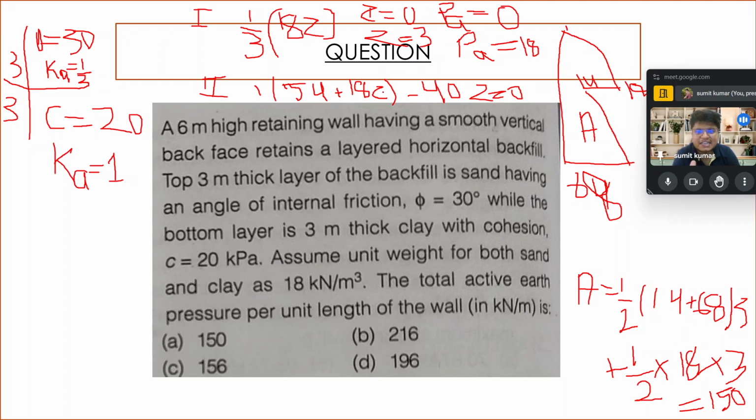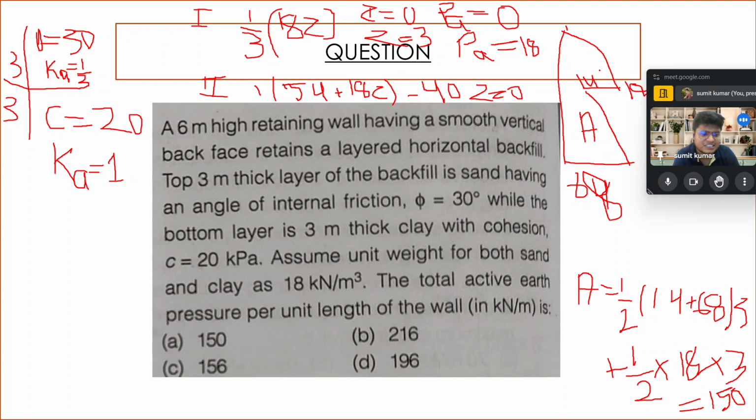So for the second layer, when z is going to be 3, the 18 into 3 is 54, and 54 plus 54 is going to be 108. And when I subtract 108 minus 40, this value is going to be 68. When we calculate the area of this section, the value is going to be 1 by 2 into 14 plus 68 multiplied by 3. We know the area of a trapezium is the sum of parallel sides by 2 into the distance between them. So the sum of parallel sides is 14 plus 68, by 2, into the distance between them, which is 3 meter.